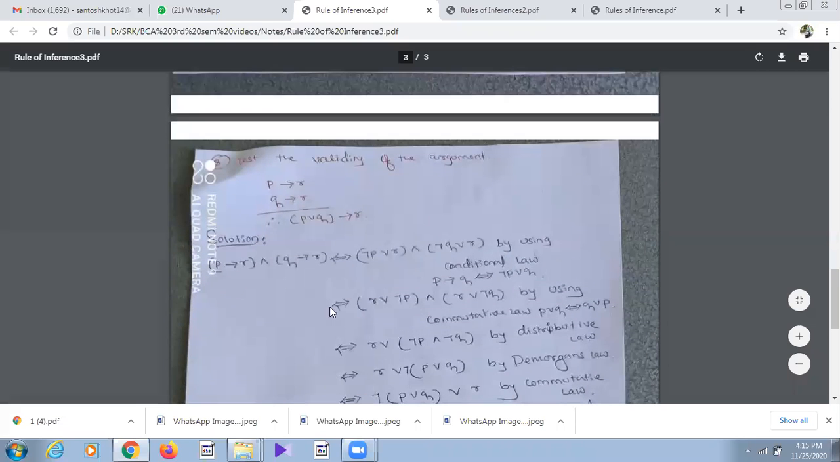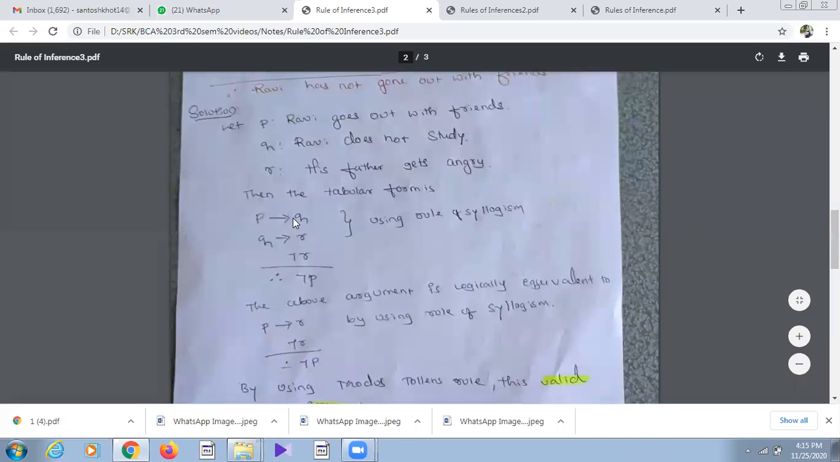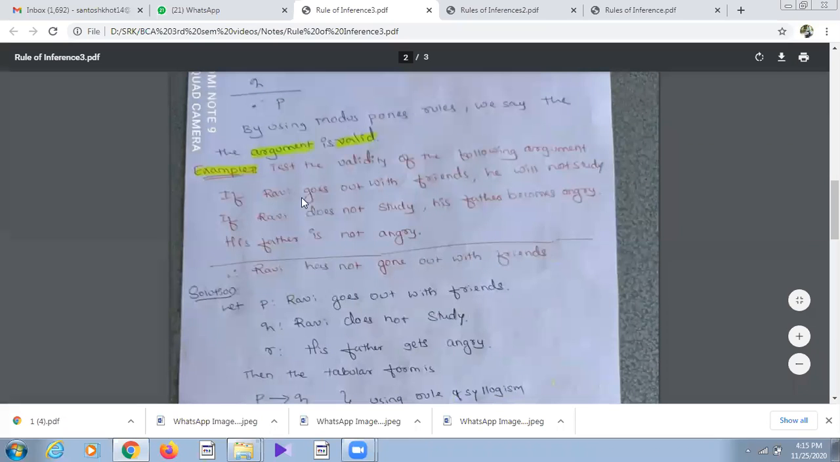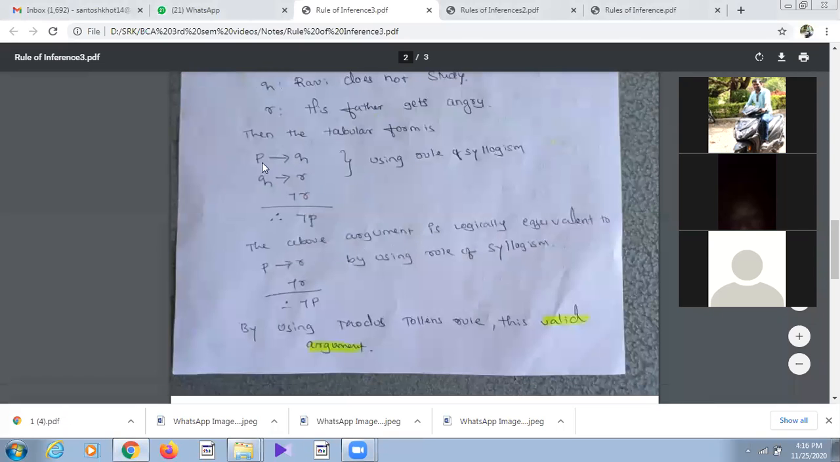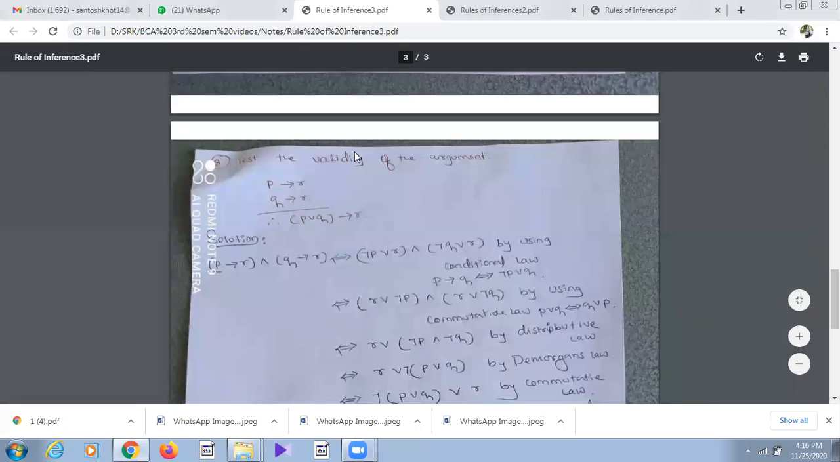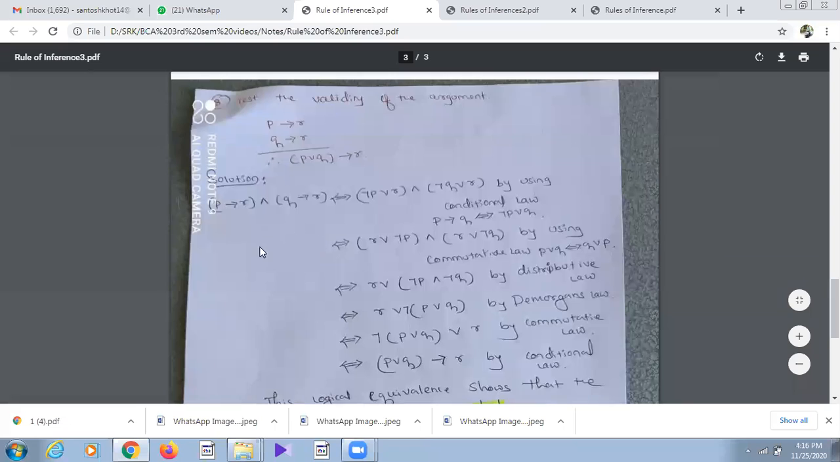See here, in the previous problems we saw that they gave the sentences of the argument, and we converted them into tabular form, then we said valid or invalid. But in the next type of problem, they directly give the tabular form, then you have to check the validity of the argument. So this is the third kind of problem. See here how to solve this kind of problem.